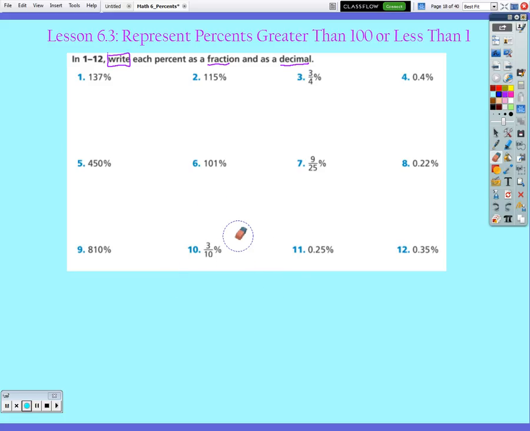I'm going to go to 450. So I have 450%. Now I need to write the fraction equivalent of 450% and the decimal equivalent of 450%. As I was saying before, if I have 450%, I have 450 over 100. And I'm just thinking right now, 450 is at least 4 times bigger than 100. I don't like the way this looks right now because I should be able to simplify this.